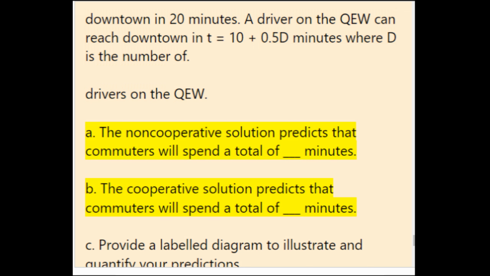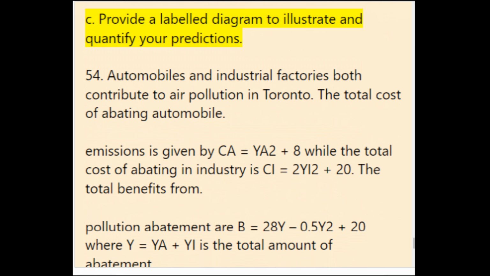A. The non-cooperative solution predicts that commuters will spend a total of ___ minutes. B. The cooperative solution predicts that commuters will spend a total of ___ minutes. C. Provide a labeled diagram to illustrate and quantify your predictions.